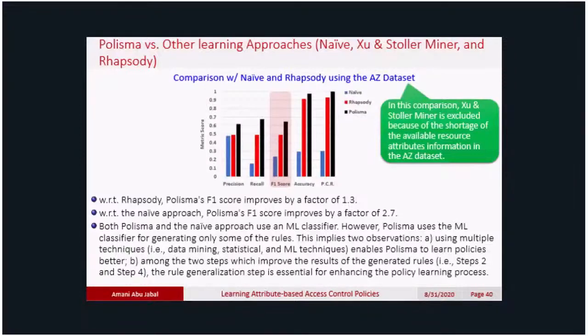Polisma and naive both use a machine learning classifier, but given that we use other generalization mechanisms in Polisma and also multiple other techniques for learning the policies, that's why the results of Polisma are much better than the results of the naive approach.